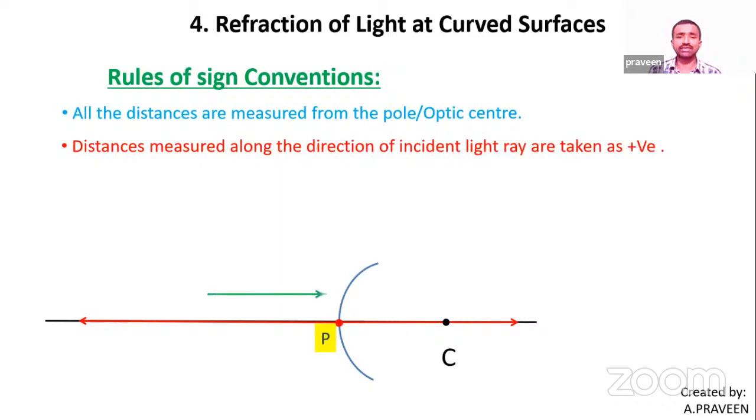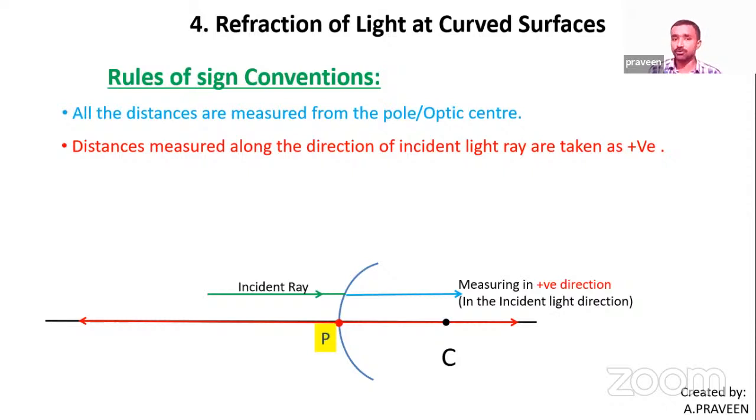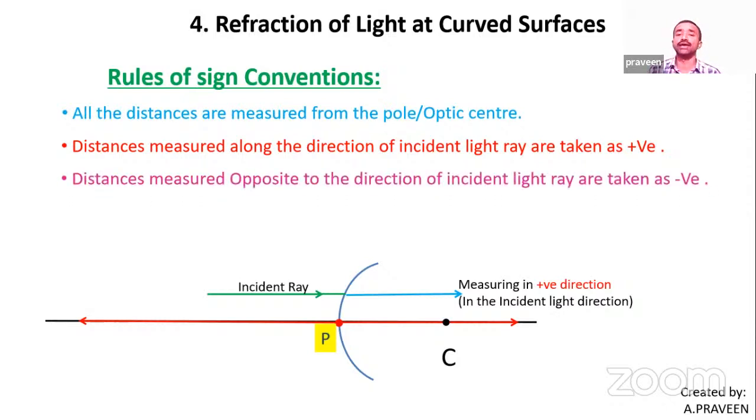Suppose here the green color light ray is the incident light ray, so it is directed towards the right on the screen. If you are measuring opposite to the light ray's direction, it is negative; in the direction of the ray, positive. Suppose here I am measuring towards the right: the incident light ray is directed towards the right and the measurement is also towards the right, so it is taken to be positive. If you are measuring opposite to the incident light ray, then it is taken to be negative.